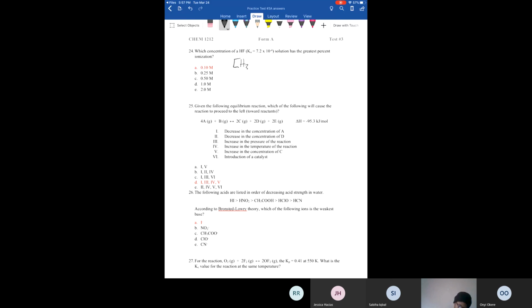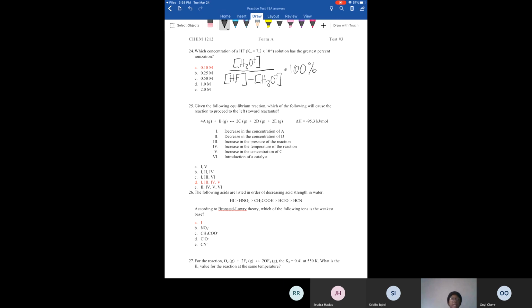It's going to be your H3O plus concentration over the concentration of your HF minus H3O plus, times 100%. So you're going to want the smallest denominator. Technically, regardless of the concentration that you start with, your H3O plus concentration is not really going to be different. It's not going to change.